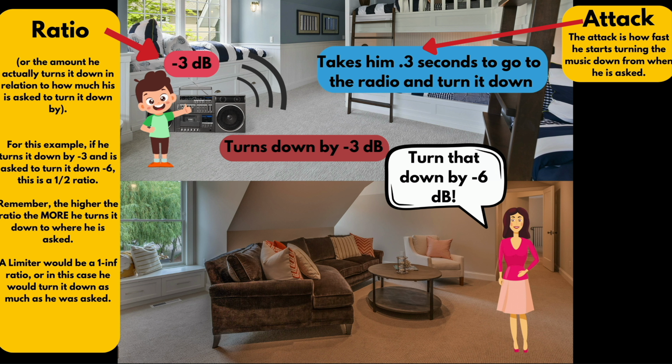In other words, she says turn it down, and she wants him to turn it down by -6 dB. If he turns it down by -3 dB, that's half. That's a 1 to 2 ratio.